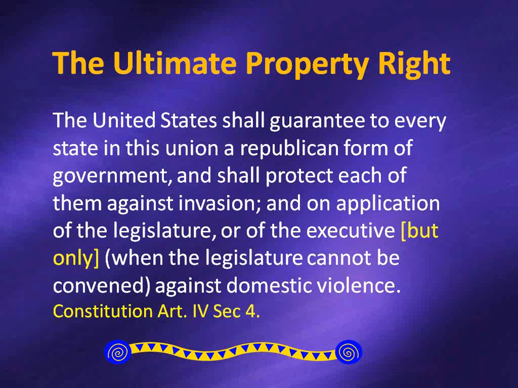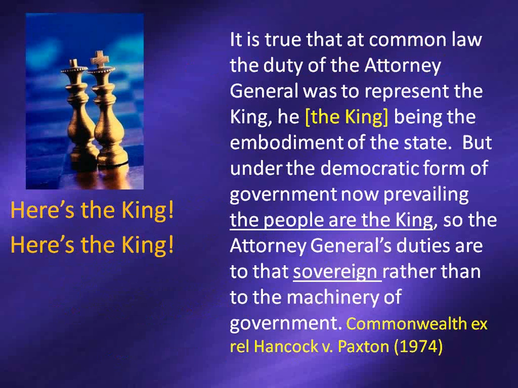In Chisholm versus Georgia, the court was trying to prevent use of military force by providing a forum to litigate such an issue. That is why the U.S. Attorney General represented Mr. Chisholm. Remember this case here, Commonwealth ex rel. Hancock versus Paxton. It is true that at common law, the duty of the Attorney General was to represent the king, the king being the embodiment of the state. But under the democratic form of government now prevailing, the people are the king, so the Attorney General's duties are to that sovereign rather than to the machinery of government.